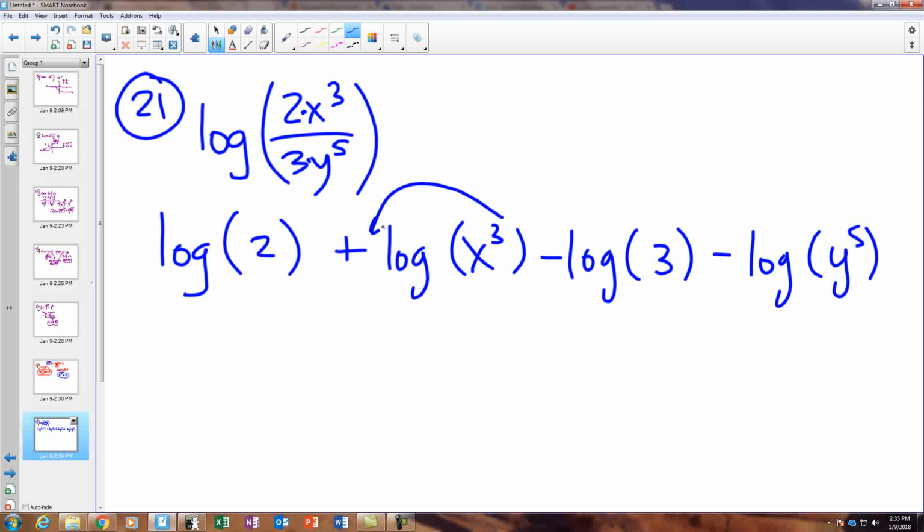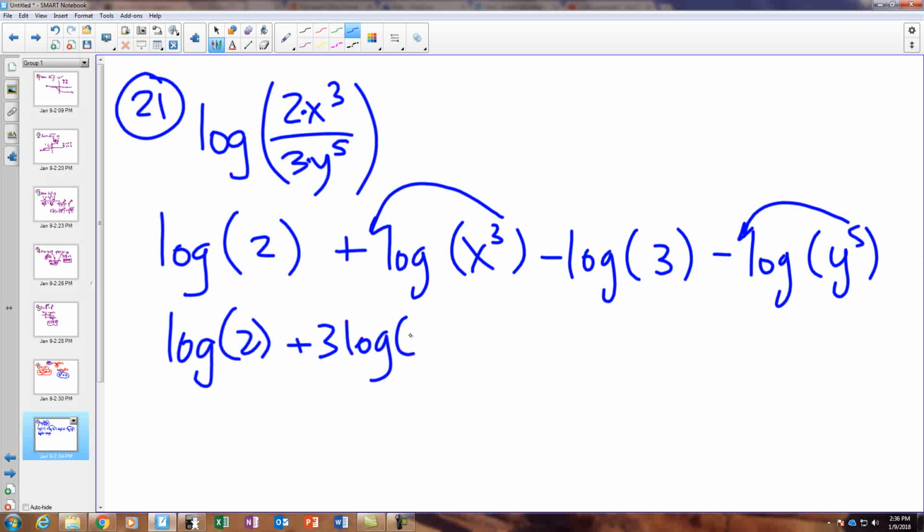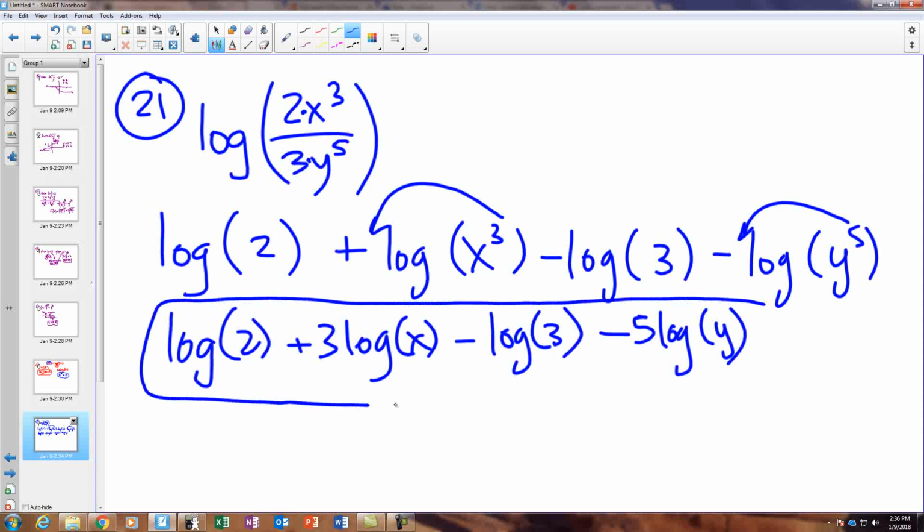There was only one other step I can do in expanding logarithms. Our exponents can come out in front of the logarithm that they're attached to. They don't go to all the logarithms, only the ones that they're connected to. So my final answer here would be the log of 2 plus 3 log of x minus log of 3 minus 5 log of y. So there's our fully expanded. We pulled this all the way apart.